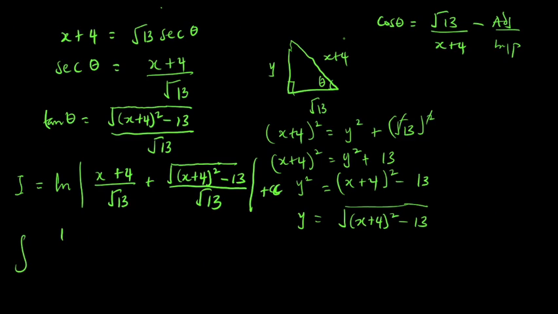The integral of 1 over the square root of x squared plus 8x plus 3 is this.